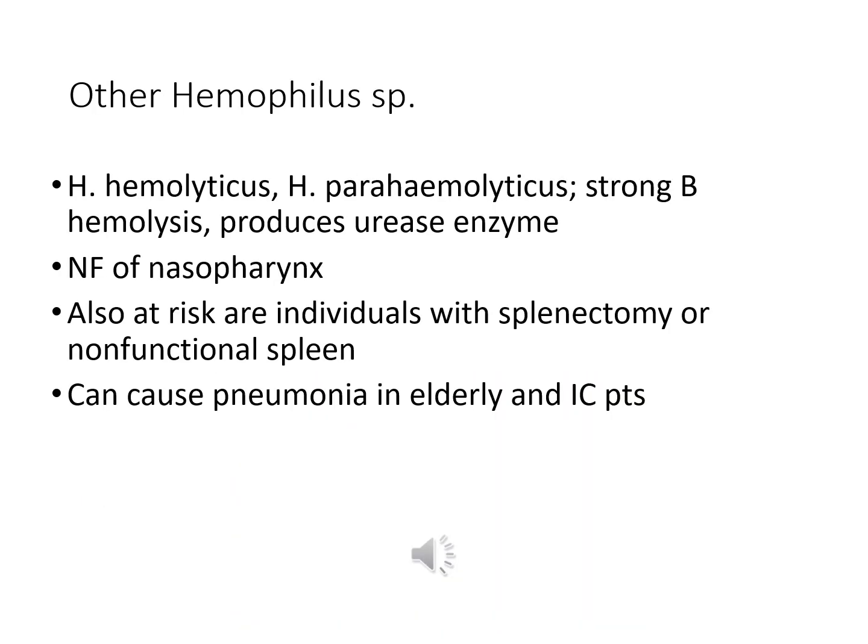We have a couple other species of Haemophilus. So we have Haemophilus hemolyticus and Haemophilus parahemolyticus. These result in a strong beta hemolysis, and they also produce the urease enzyme. And these species are normal flora of the nasopharynx. At-risk individuals would be people who have had a splenectomy or have a non-functional spleen. It can also cause pneumonia in the elderly and the immunocompromised patients.